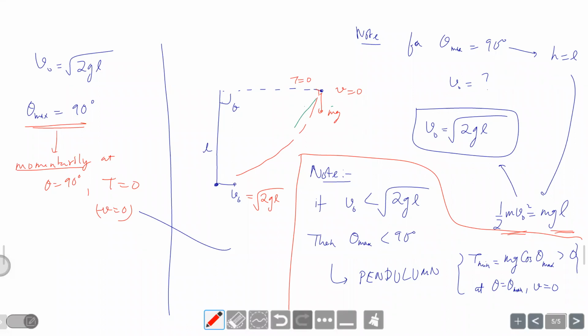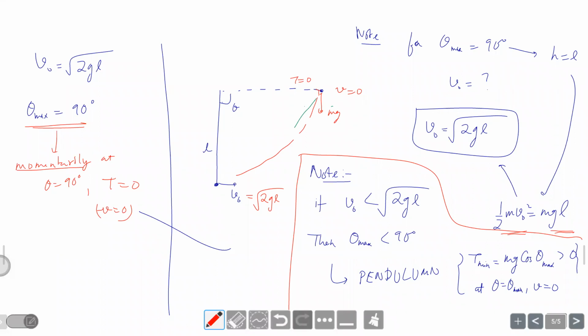Okay, so now we come to the very interesting case: what happens if our V naught is greater than root 2 GL? Obviously, the moment I give it an initial speed of more than root 2 GL, it's going to cross the 90-degree position. But just because it crosses 90 degrees doesn't mean that it will complete the vertical circle. Now there are two possibilities. Either we have given it somewhat less speed, even though more than root 2 GL, but not enough for it to reach the top. Here, if it is not reaching the top, the condition is not that the speed becomes zero. The condition is that the string slackens, that is, tension becomes zero.